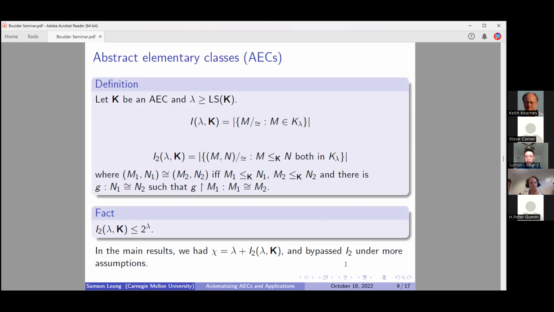So one question that I can give to everybody is: are there some interesting examples in algebra where you can compute I_2 and it is slightly less than 2 to the lambda, assuming you don't have GCH?